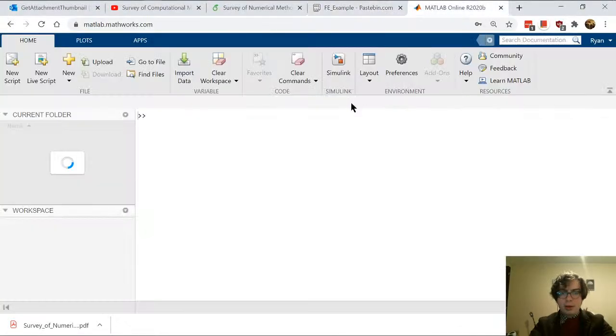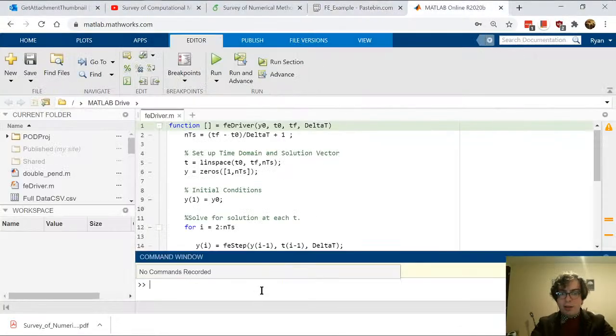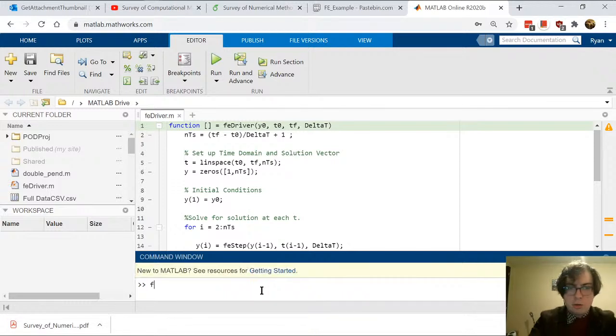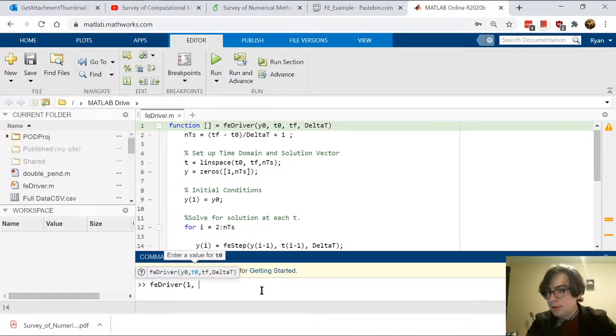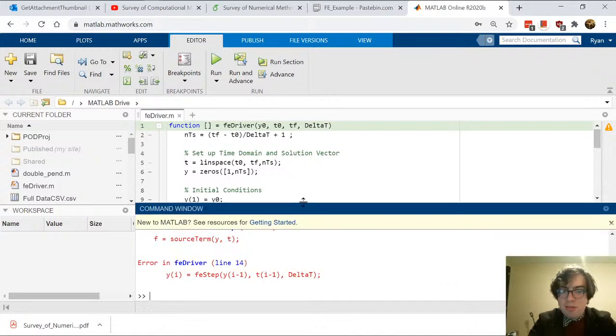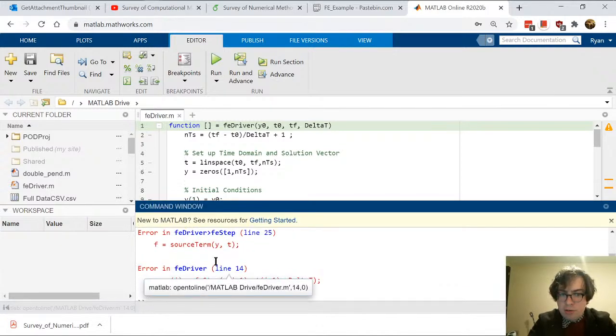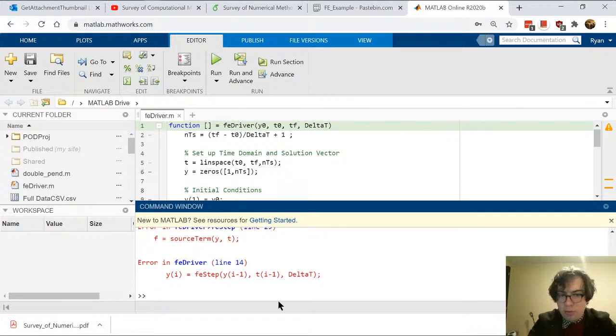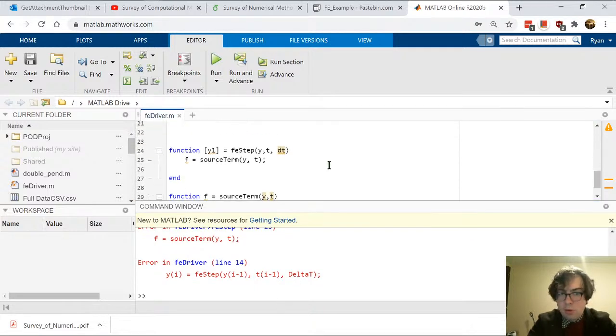Because right now, when you run this, you do forward Euler driver, starting at 1. I like it because it's cloud-based. And let's start at time 0, going to time 3, and let's go at a delta t of 0.1. This will currently not work because we're missing our definitions of the forward Euler step, and we're missing our definitions of the source term, which you can plug in.